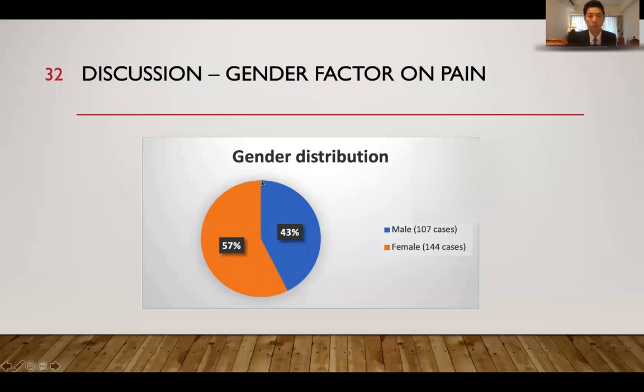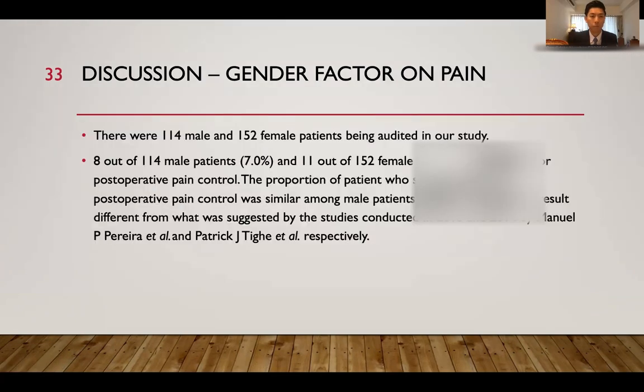So this is the gender distribution of our patients. It can be seen that there are more female than male. But why is this important? Why is gender distribution of concern? It is because evidence has shown that female patients are more likely to experience poor postoperative pain control as compared to male patients. In this clinical audit, the results are actually contrary to that. In both male and female groups, the suboptimal pain control was about 7% and 7.2%. So it is not clinically or statistically significant in this respect.